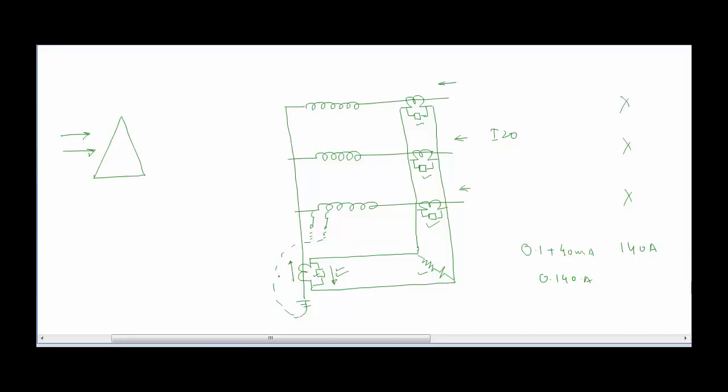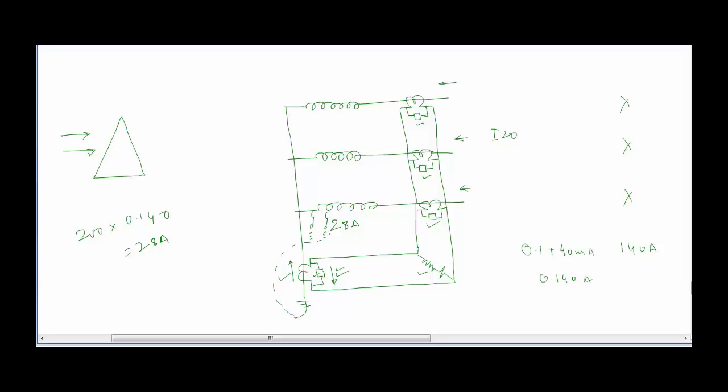So the magnitude of the fault current in the primary side of the circuit will be equal to 200 into 0.140, which is equal to 28 amperes. So the magnitude of this fault current should be 28 amperes, then only the relay is going to operate. If it is below 28 amperes, then it is not going to operate. So this is the minimum value of fault current that should flow in the system so that the REF relay is going to operate in a proper way. So this was all about the REF protection of a transformer.